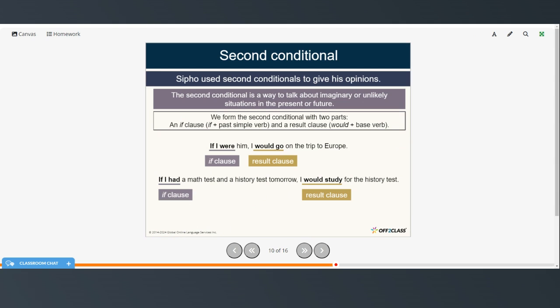All right, so now we're going to talk about the second conditional. Sifo used second conditionals to give his opinions. The second conditional is a way to talk about imaginary or unlikely situations in the present or future. We form the second conditional with two parts, an if clause, which is if plus the past simple verb, and a result clause, would plus the base verb. So if I were him, I would go on the trip to Europe. If I had a math test and a history test tomorrow, I would study for the history test.